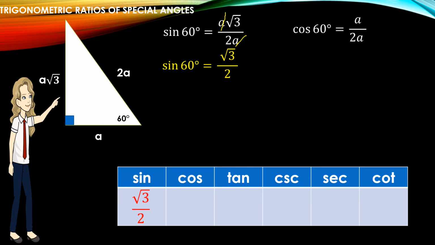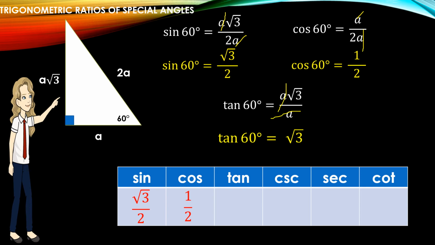How about cosine 60 degrees? Cosine is adjacent, so A over 2A. So cancel the A. So the answer is cosine 60 degrees is equal to 1/2. And then tangent 60 degrees. We know that tangent is the opposite over the adjacent. So A square root of 3 over A. Then cancel the A. The remaining answer is the square root of 3. So tangent 60 degrees is equal to square root of 3.